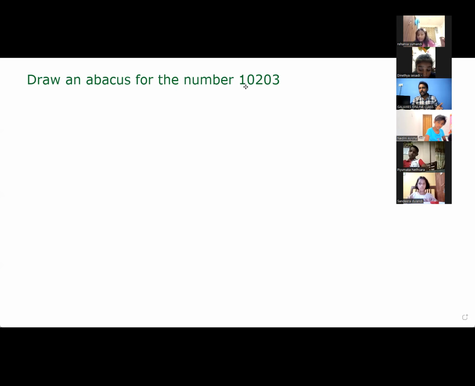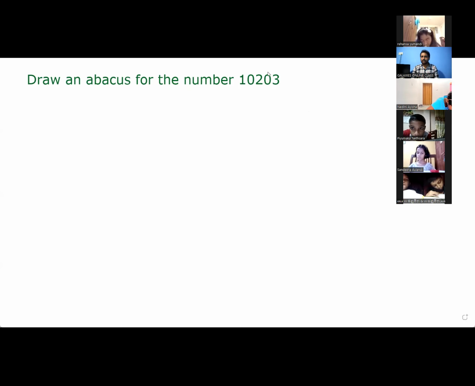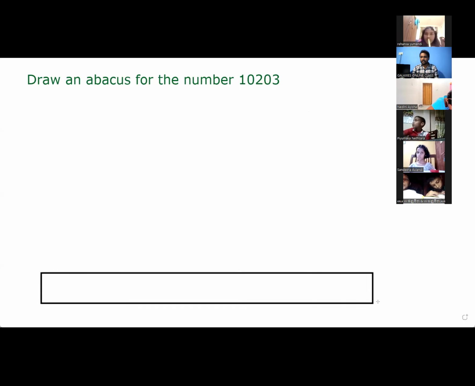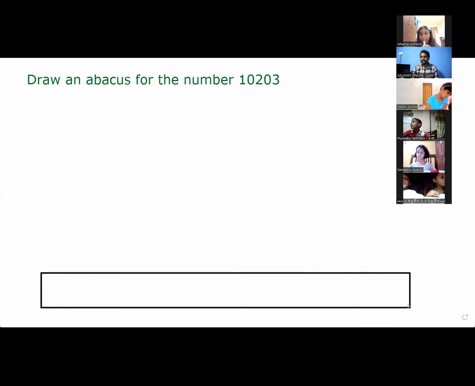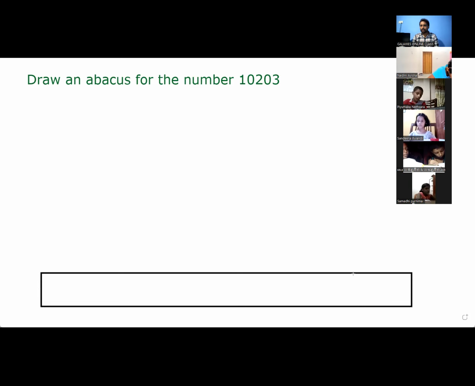Right, first you look at how many digits this number has. Unmute and give the answer. How many digits? Five digits. How many rods do you have to draw? Five. Okay, first I will draw the base of the abacus. I will draw a base. Then you have to divide it equally into 5 parts because we have to draw 5 rods, no?